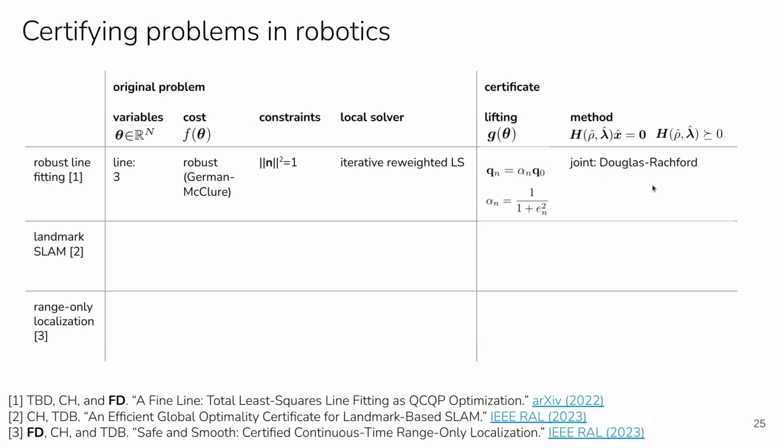And because of that, you have to use a joint method for the certificate. In this case, we use Douglas-Rachford splitting. And again, you can see the paper for how exactly that works. That's actually quite a neat method to solve these kinds of problems.